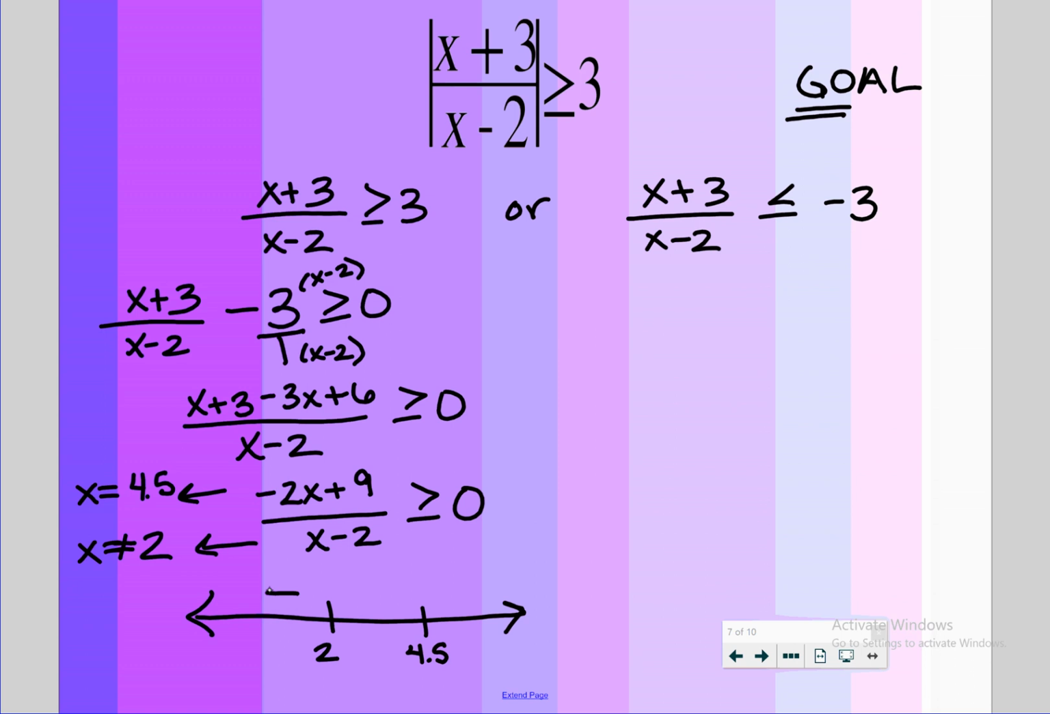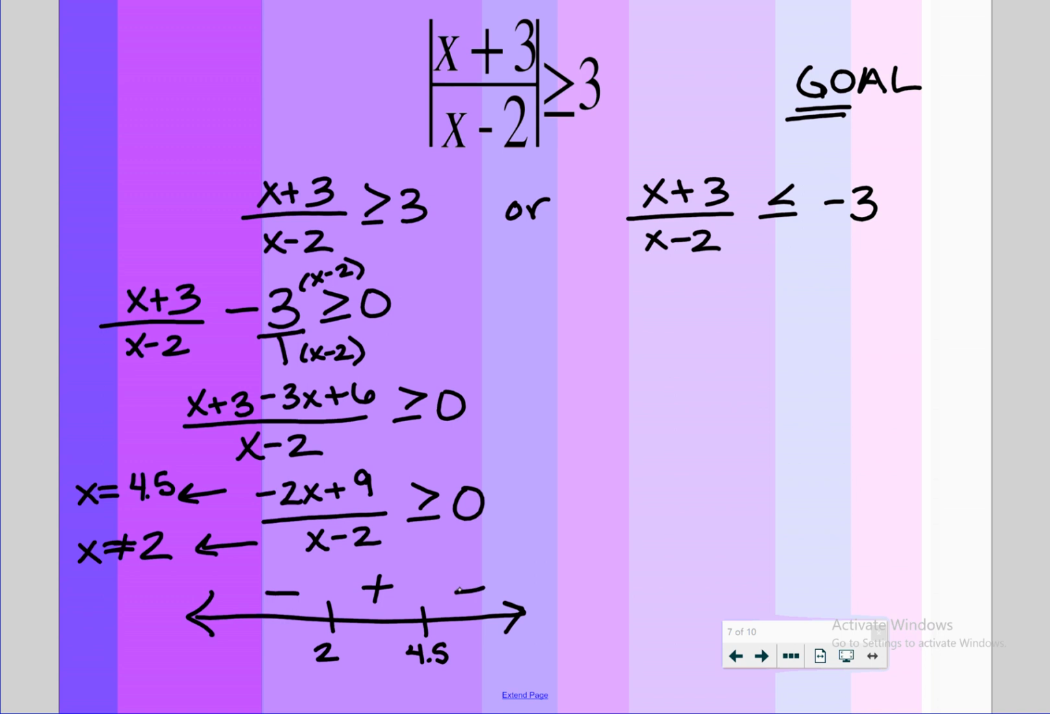Okay. Let's say I plug 3 in for this middle section. I would get a positive on top, and I would get a positive on the bottom. So it would be positive. Let's say I plug 5 in from over here. That would be a negative 1 on top, and it would be a positive 3 on the bottom. A negative divided by a positive is a negative.